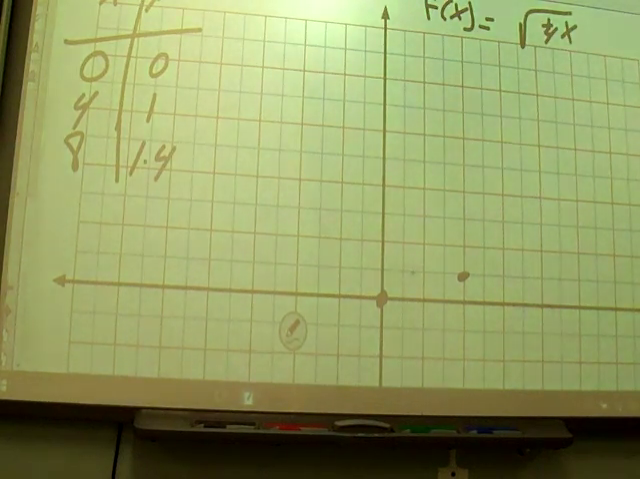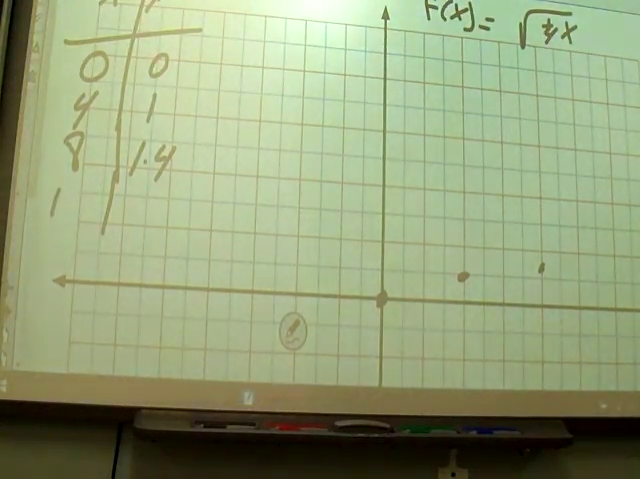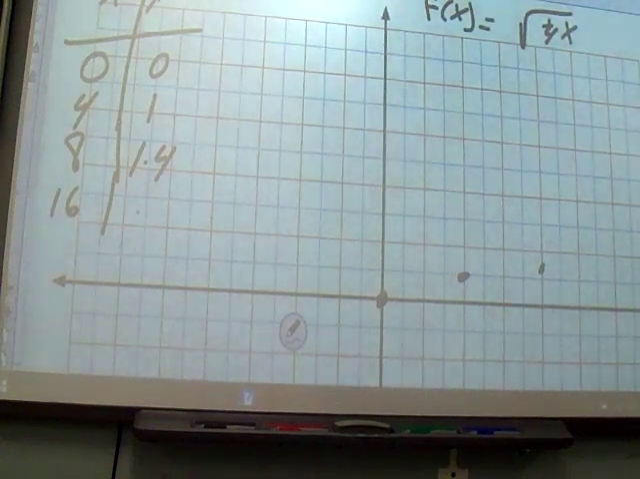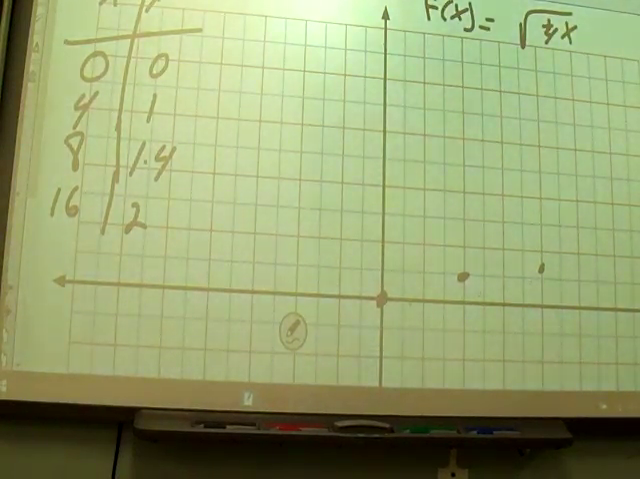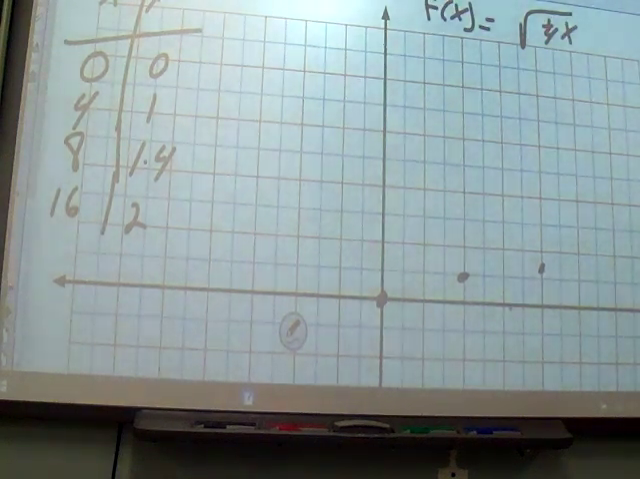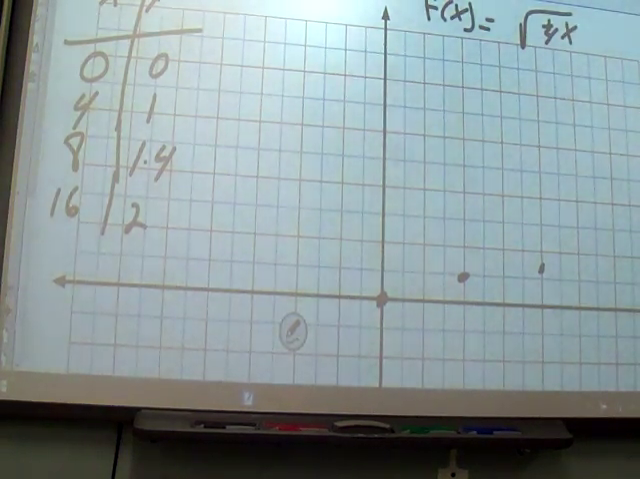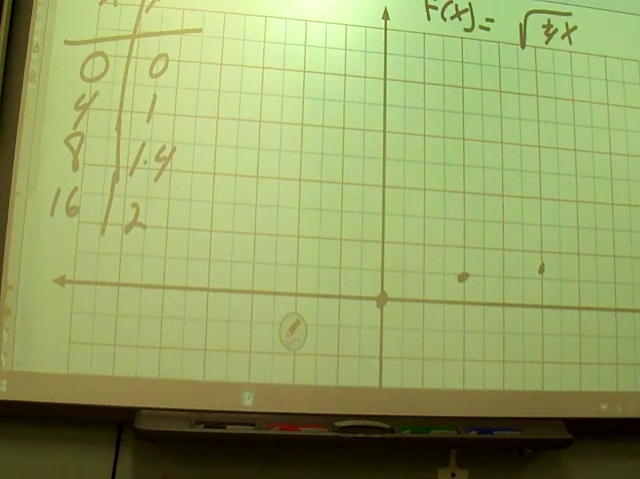So almost 1.5, so 5, 6, 7, 8, and right around in there. 16 would be your next whole number to use. Okay, that'd be a good one. 16 times a fourth is 4, and the square root of 4 is 2. So that's 1, 2, 3, 4, 5, 6, 7, 8, 9, 10, 11, 12, 13, 14, 15, 16, and 2.